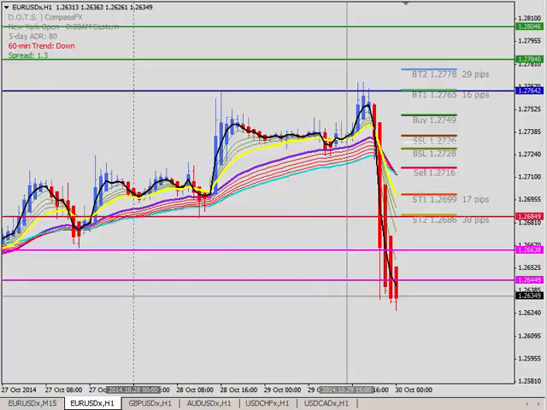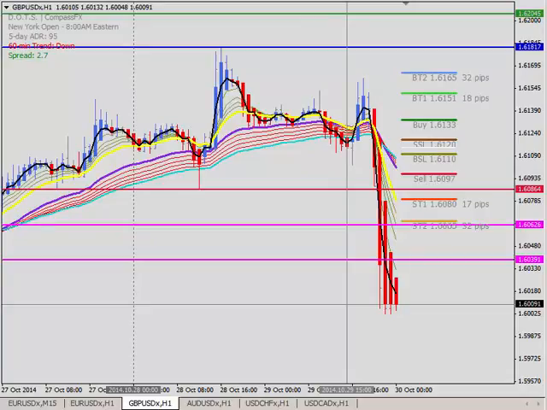Let's take a look at the pound dollar. The pound dollar's made a strong move all the way back to the 160 level, and it actually went beyond levels that I had thought the market wouldn't go beyond today.